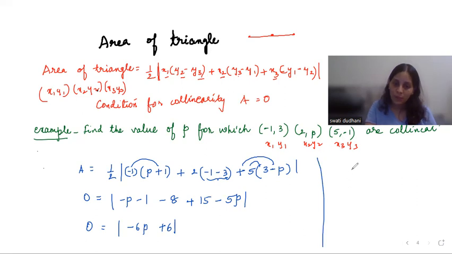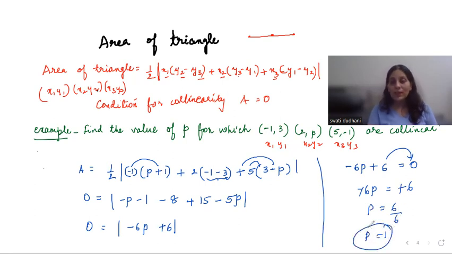So I can simply open the bracket. Minus 6p plus 6 is equal to 0. So minus 6p is equal to minus 6. Minus minus cancels, p is equal to 6 by 6, p is equal to 1.